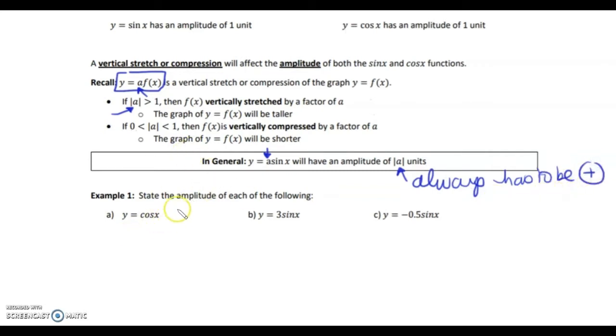Okay, so example 1, state the amplitude of each of the following. Okay, y equals cos x, we know that there's an imaginary 1 here, so the amplitude's 1. Okay, y equals 3 sine x, the amplitude's 3. And y equals negative 0.5 sine x, we take the absolute value of negative 0.5, our amplitude is just 0.5. It's the positive.